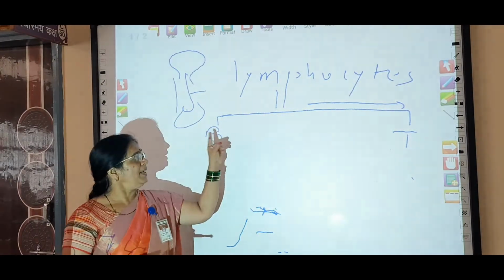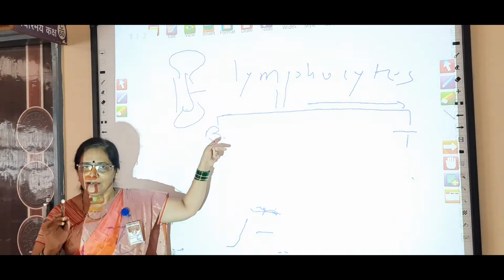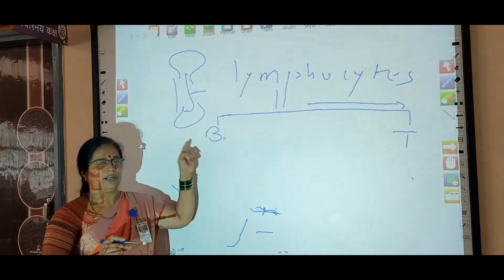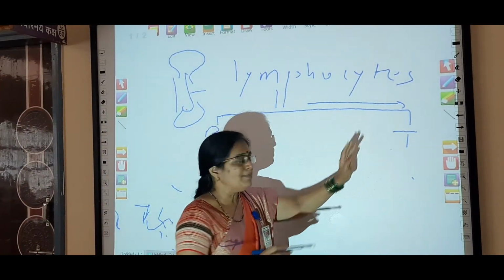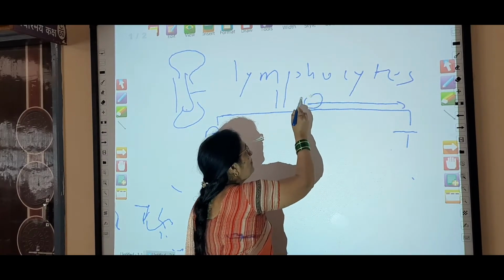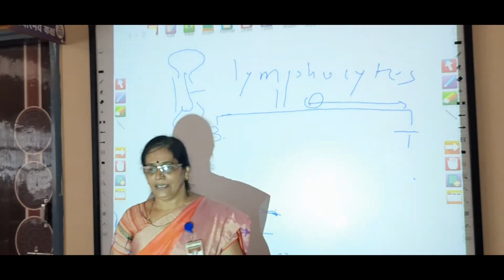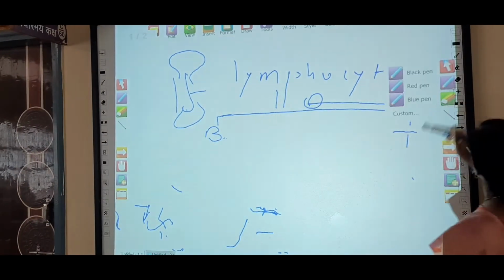Remember that the B lymphocyte remains in the bone marrow and it matures there. They mature in the bone marrow, that's why it is called the B lymphocytes. But the lymphocytes which migrate towards the thymus are called the T lymphocytes. Okay. Then which are the different types of lymphocytes?